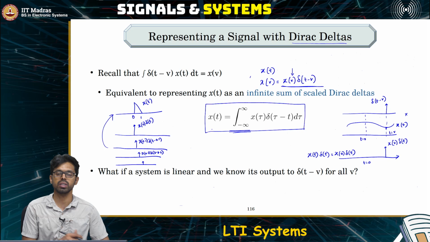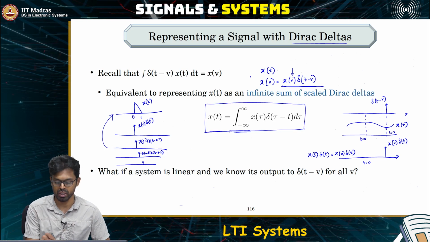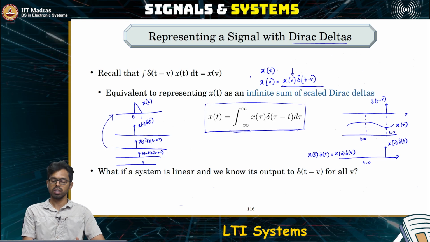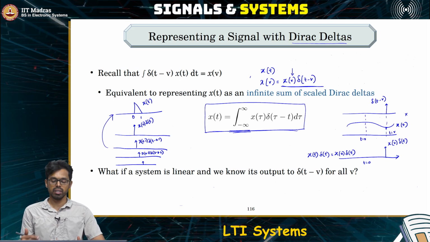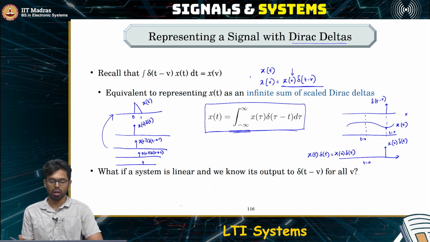And how are we representing that? We are going to represent that using this equation. Basically, we are decomposing a signal as a sum of scaled Dirac delta functions. Okay.